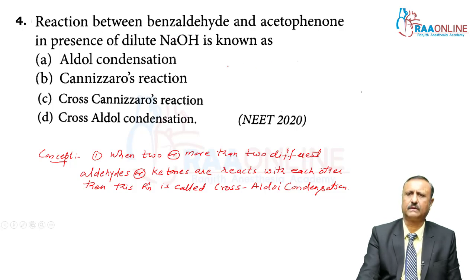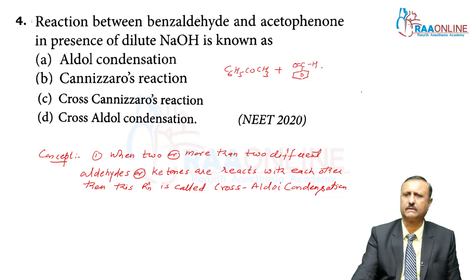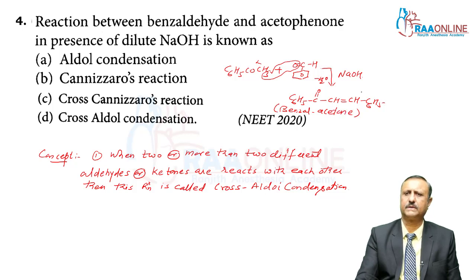Here, when we see the reaction, acetophenone is C6H5COCH3, and this is benzaldehyde. Alpha hydrogen atoms are present in acetophenone, and both react in the presence of dilute NaOH. This alpha hydrogen atom reacts with the oxygen of benzaldehyde to evolve a water molecule, and you get C6H5COCH=CH-C6H5, the benzene. It is called benzylideneacetophenone. In this way you can solve this reaction, and this came in NEET 2020.